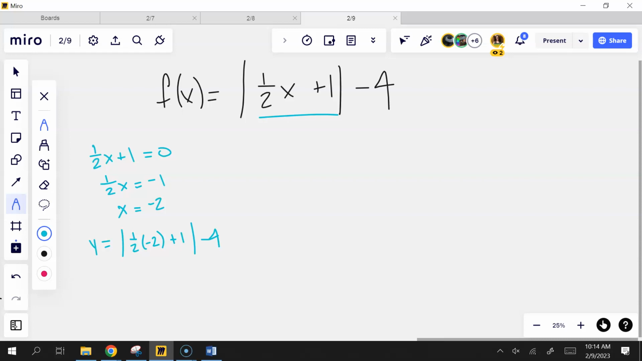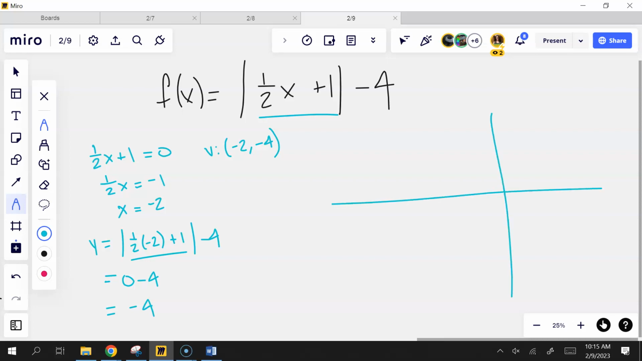We haven't found it. We already know this is 0 because we set it equal to 0 and solve. So I got 0 minus 4, which is -4. So where is my vertex on this absolute value graph? -2, -4. Is everybody okay finding that? Speak now, forever hold your peace. The vertex is -2, -4. Do you see how we got that point?